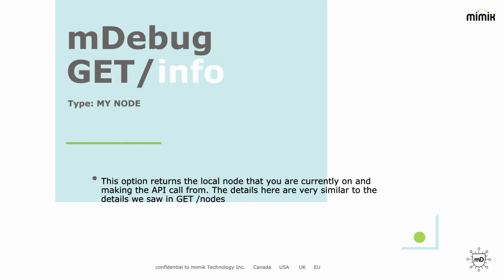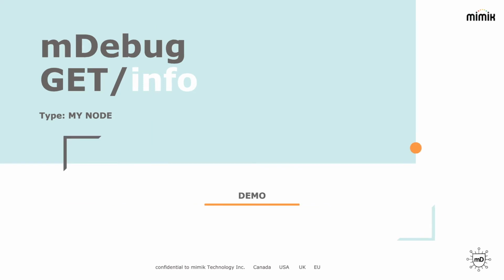Let's talk about the next option in getInfo, and that's type my node. This option returns the local node that you are currently on and making the API call from. The details here are very similar to the details we saw in getNodes. Now let's go to the GUI and look at how we can make this call.